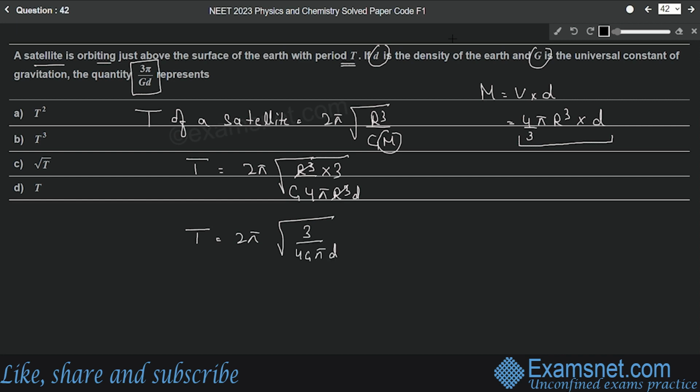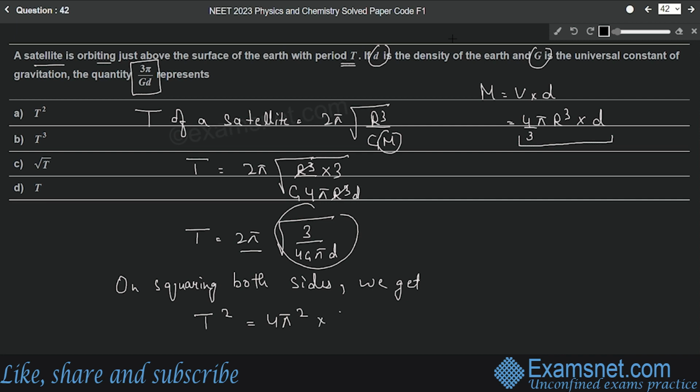Okay. Now we have to remove root from here. So let's square on both sides. Okay. So on squaring both sides, we get, on the left hand side we'll get t square, and on the right hand side square of 2 pi will be 4 pi square, and the square of this root part, just root will be removed. Okay. So 3 by 4 g pi d. So 4 cancelled, 1 pi will be cancelled here. So it will be equal to 3 pi by gd.